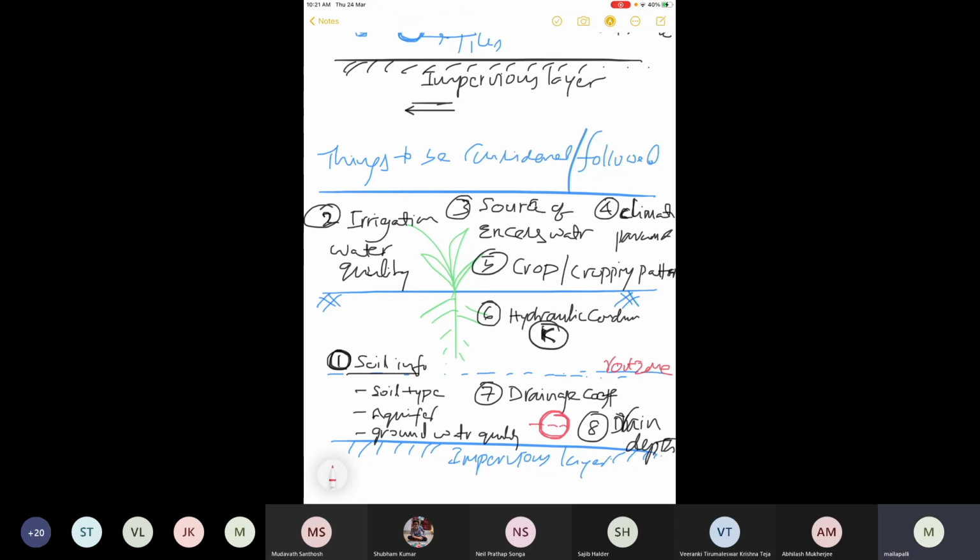If this is the drain base, that means water will be expected at this level. This is the drain base. Okay, so the distance from top to this drain base is called drain depth. So this is the drain depth. Okay, so the drain depth is important. All right, and also the spacing between the drains.